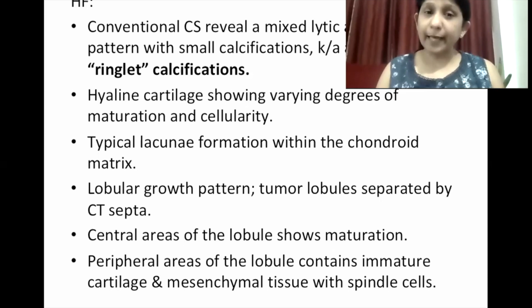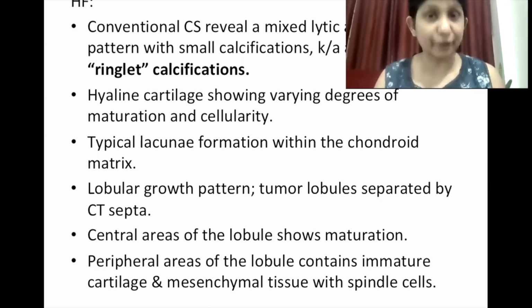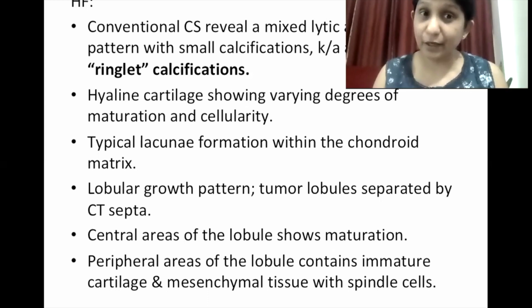Now, there will be typical lacunar formation within the chondroid matrix, that is, if the tumor is well differentiated. A well differentiated tumor, as I said, would resemble the cell of origin. So, if it resembles the cell of origin, you will definitely find typical lacunae, like a normal cartilage is going to be, with a chondroid matrix around it. That means the cartilage forming cell or the chondroblast will get entrapped in its own matrix and form a chondrocyte.